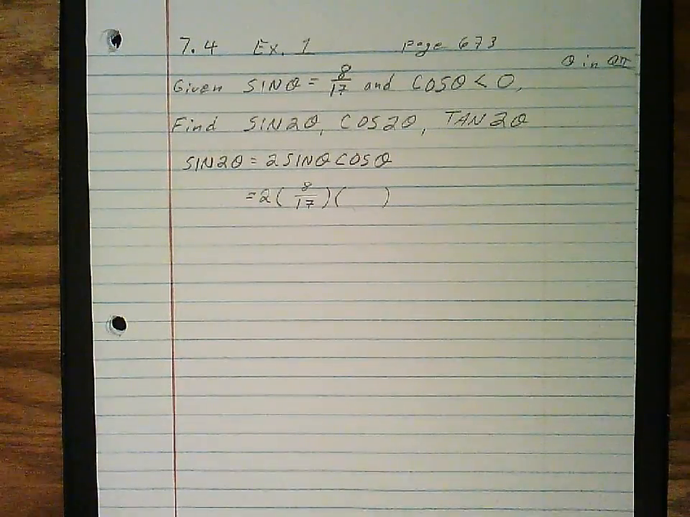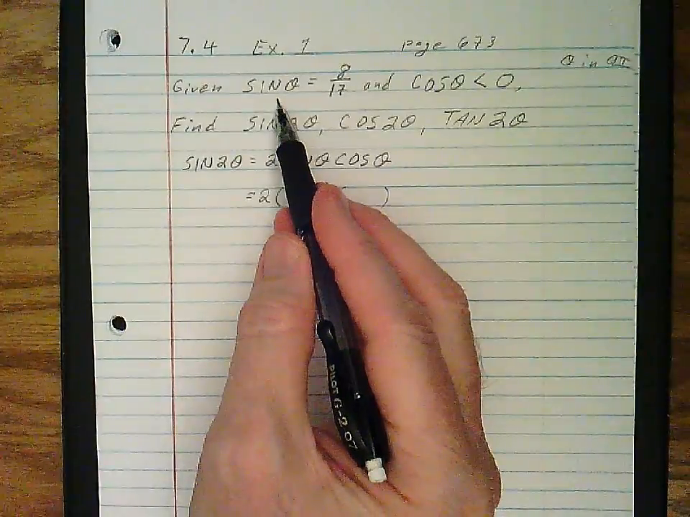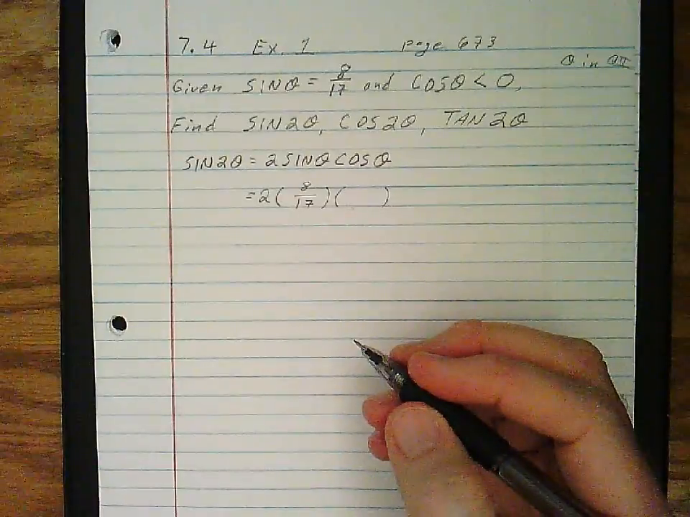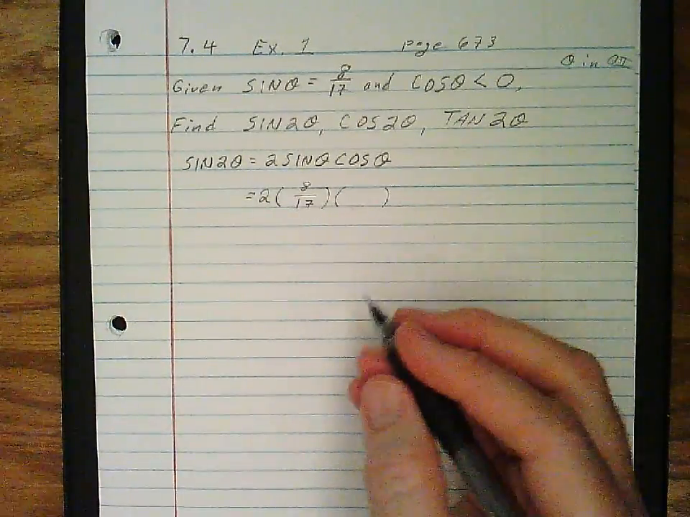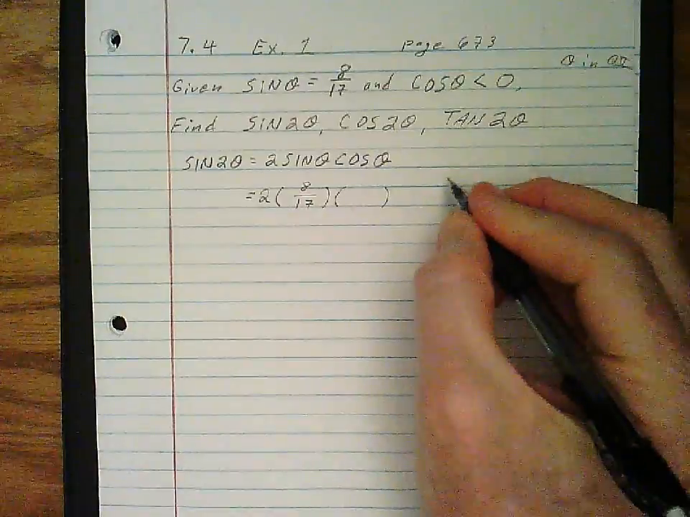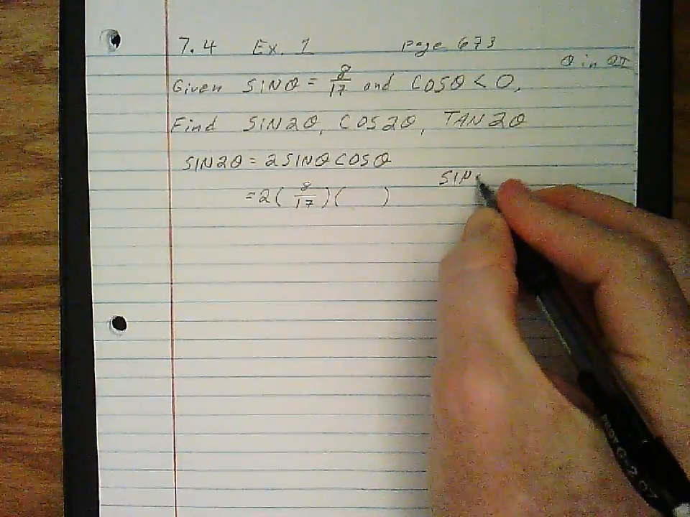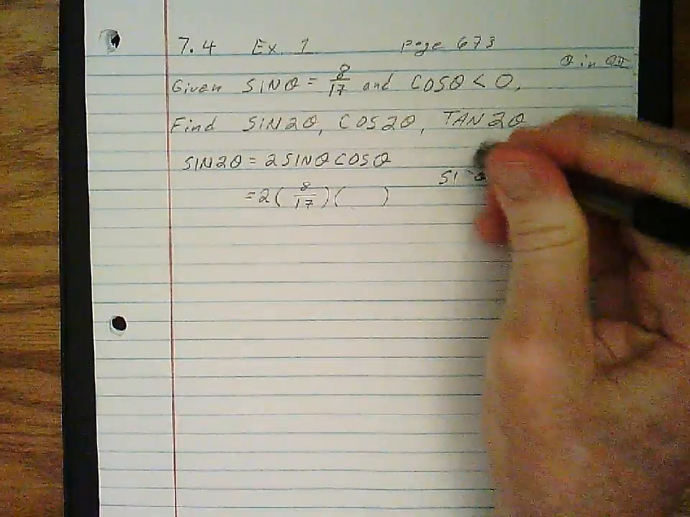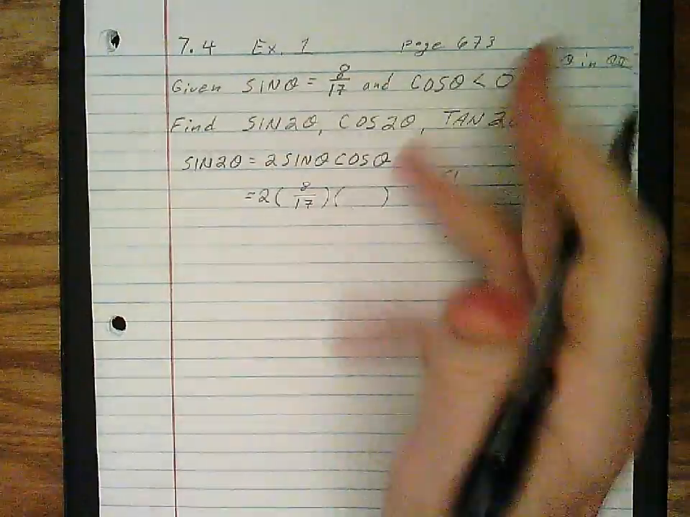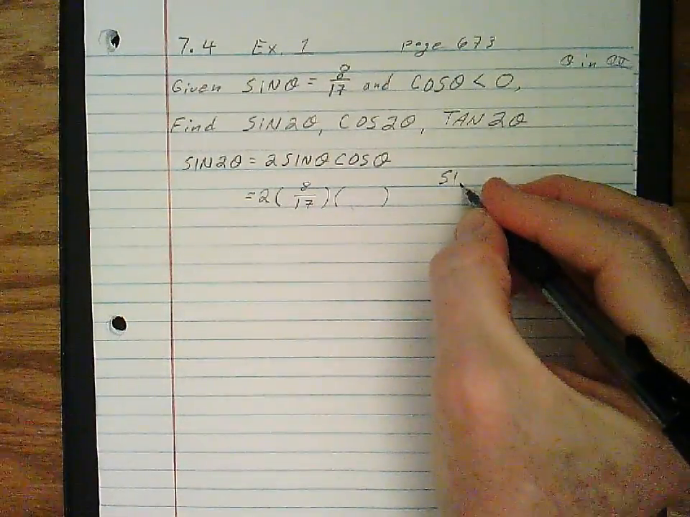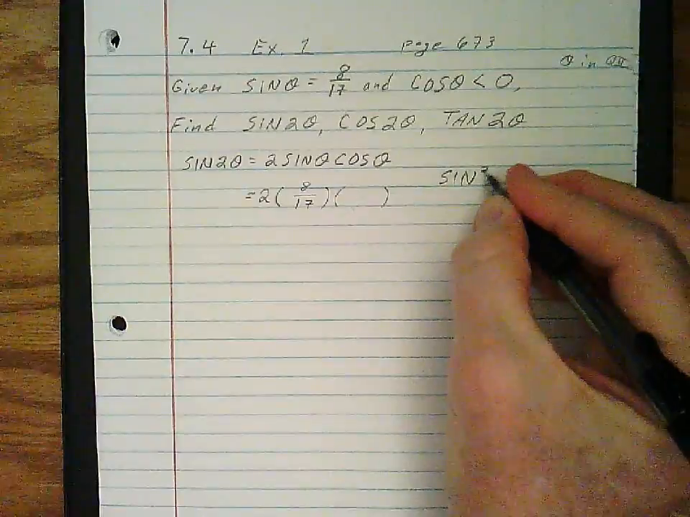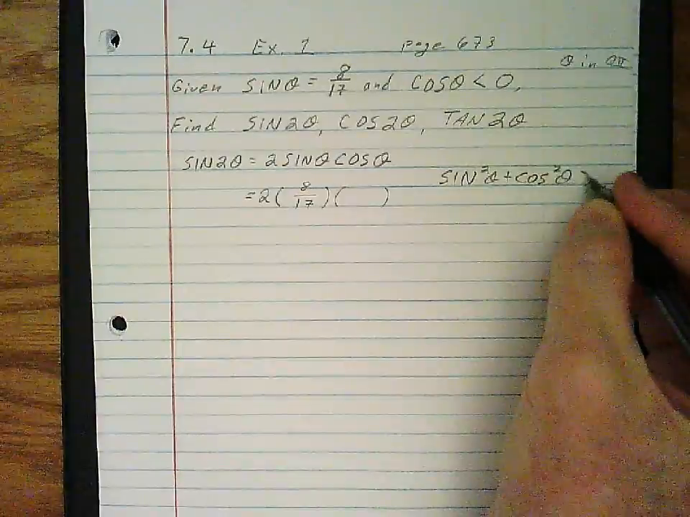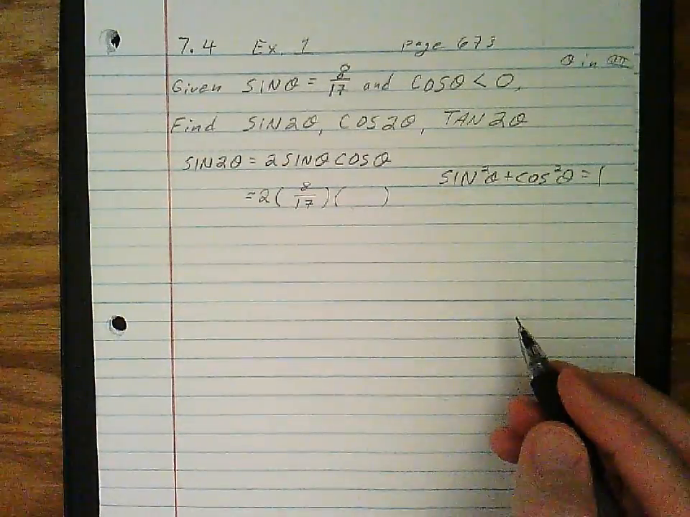So in step 2, I think, well, if I know information about sine and I'm trying to find cosine, what identity can I use that relates sine and cosine? Well, I can use the identity that says sine squared theta plus cosine squared theta equals 1. So we're going to use that.